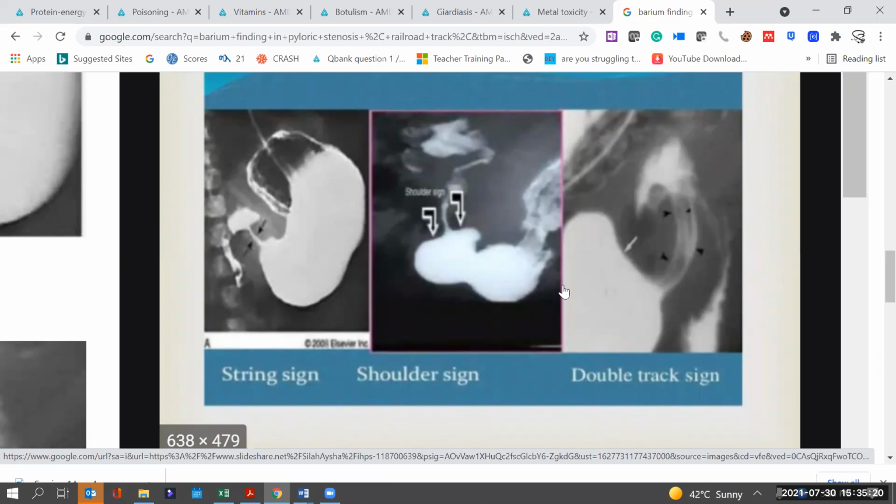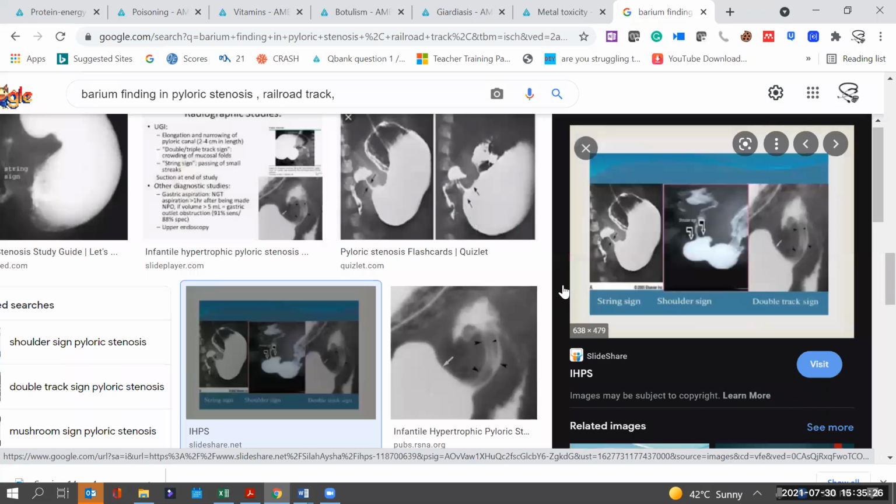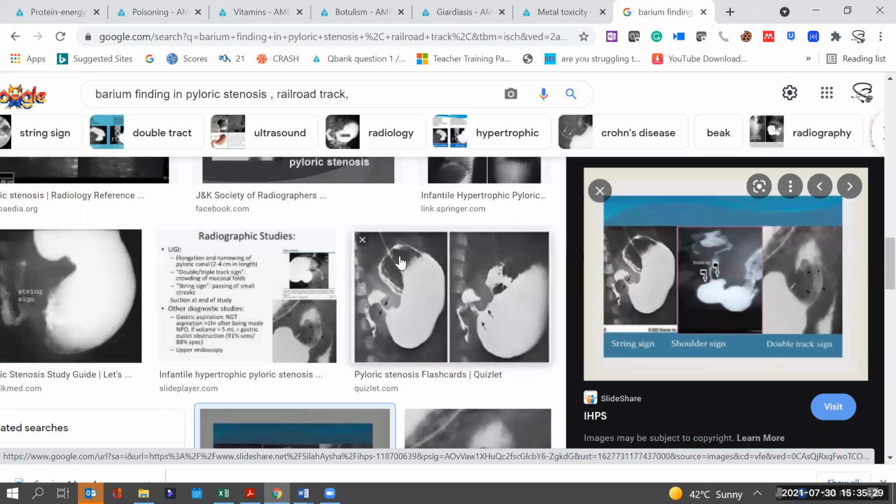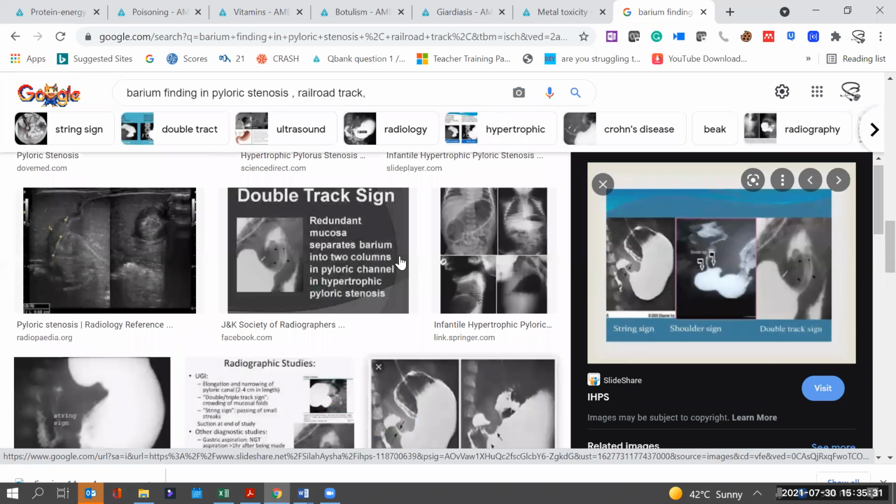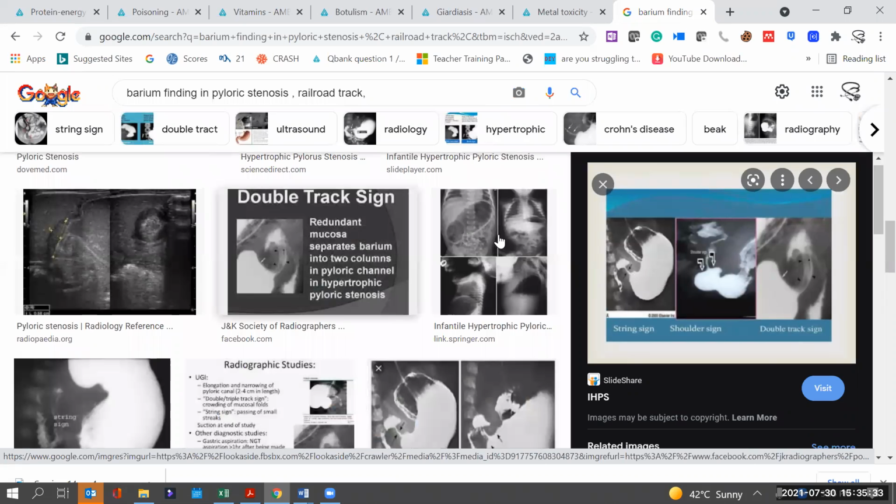So all of these. Doctor Hira, double bubble is also a sign of pyloric stenosis. Yes, please show me the double bubble sign also. I saw it in my house job many years back. Okay. Double bubble sign is this one.